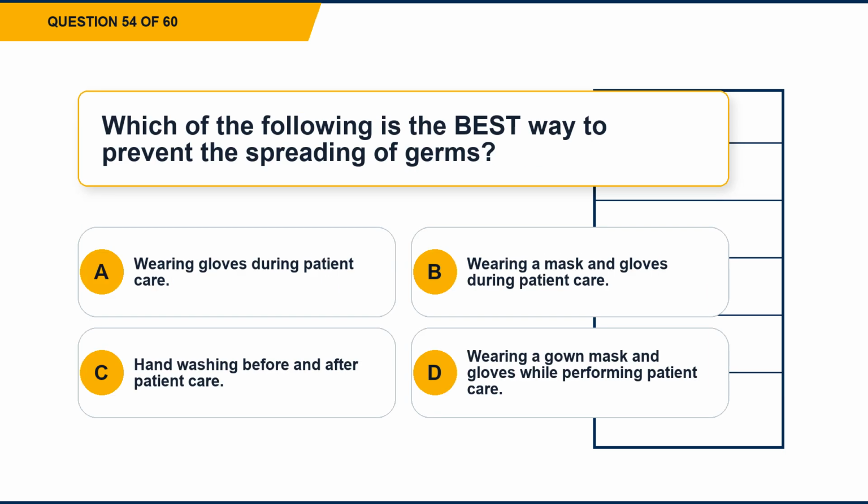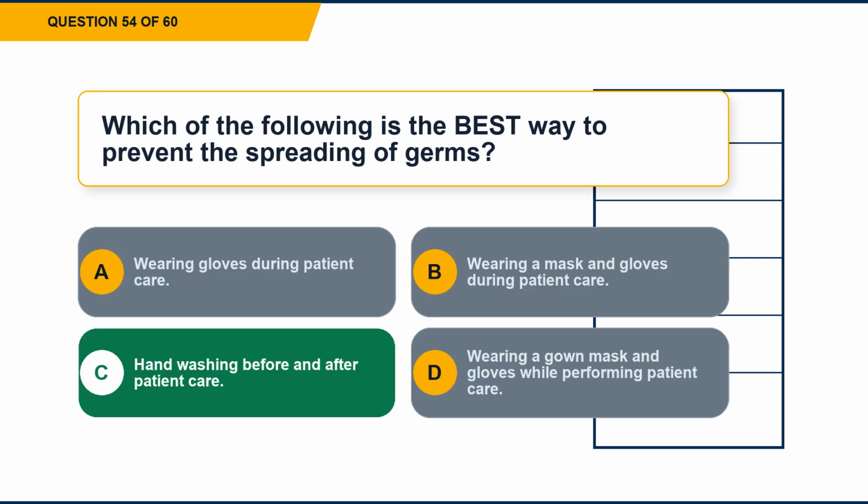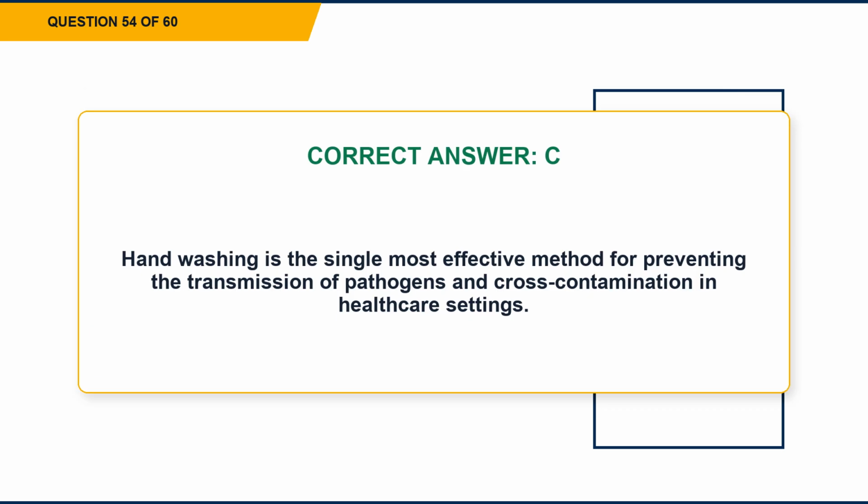Question 54. Which of the following is the best way to prevent the spreading of germs? Option A. Wearing gloves during patient care. Option B. Wearing a mask and gloves during patient care. Option C. Hand washing before and after patient care. Option D. Wearing a gown, mask and gloves while performing patient care. The correct answer is option C. Hand washing before and after patient care. Explanation. Hand washing is the single most effective method for preventing the transmission of pathogens and cross-contamination in healthcare settings.